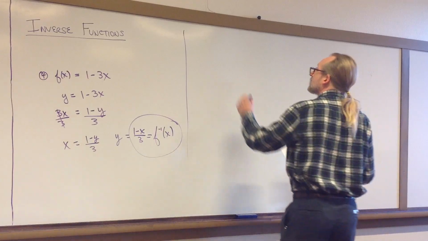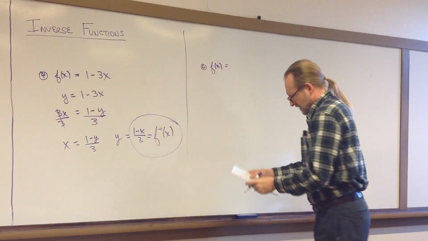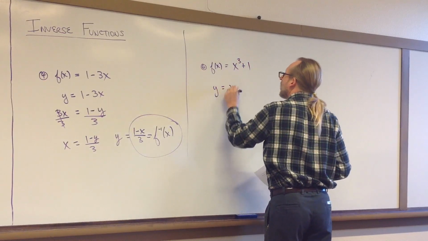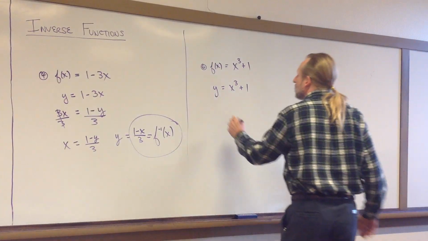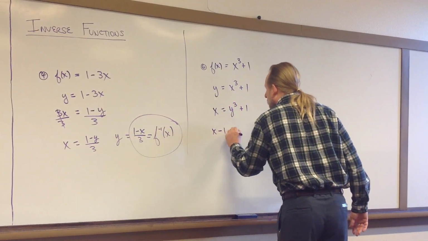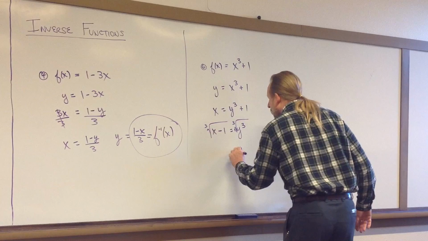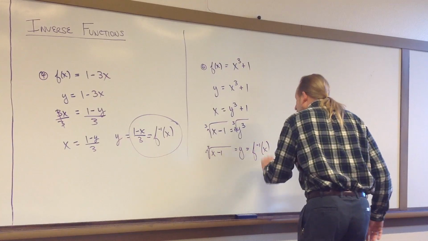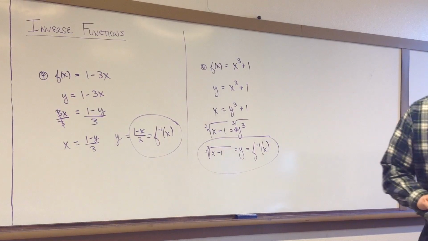Okay. All right, what else? Let's look at problem 6. We've got f of x is equal to x cubed plus 1. So we'll write this y equals x cubed plus 1. I think for this one, I'll swap the x and y first. Okay, x equals y cubed plus 1. Now we get the y by itself. x minus 1 is y cubed. Take a cube root. y is the cube root of x minus 1, and that is our inverse function.